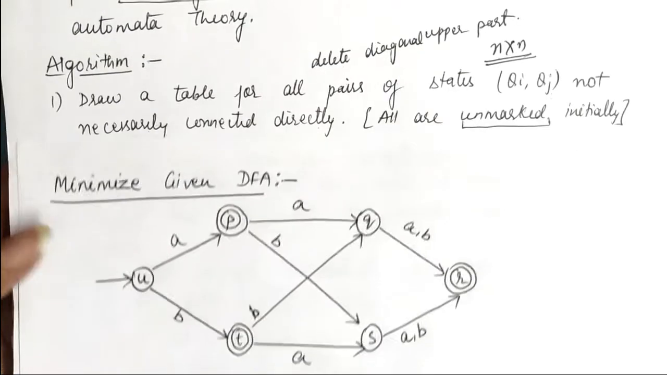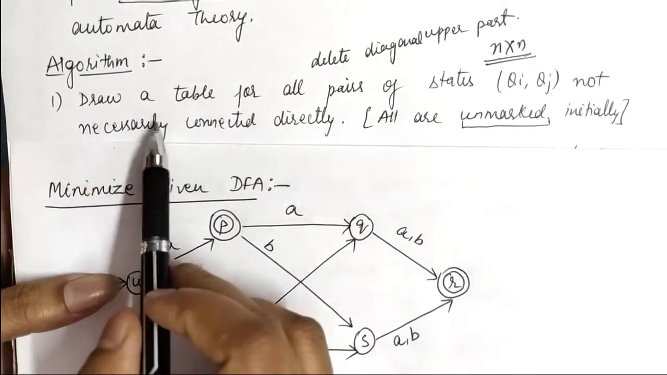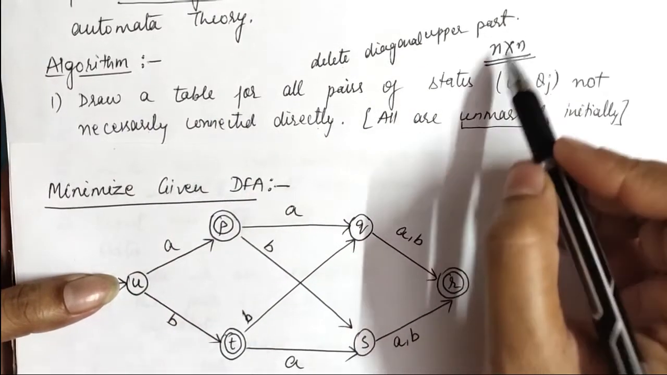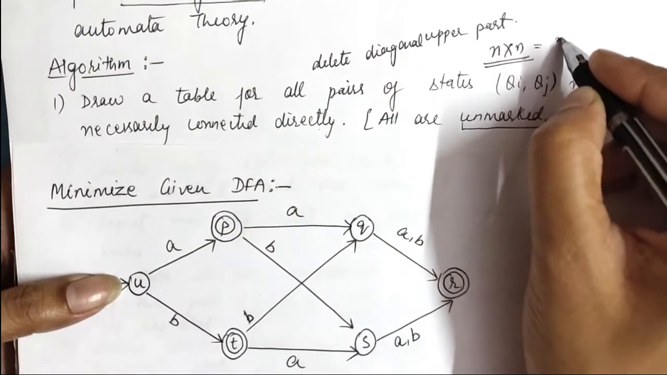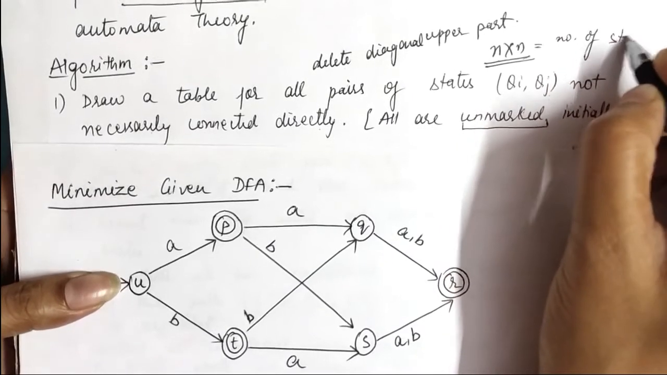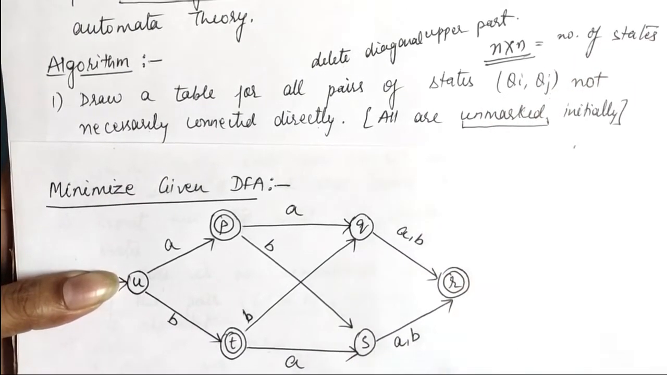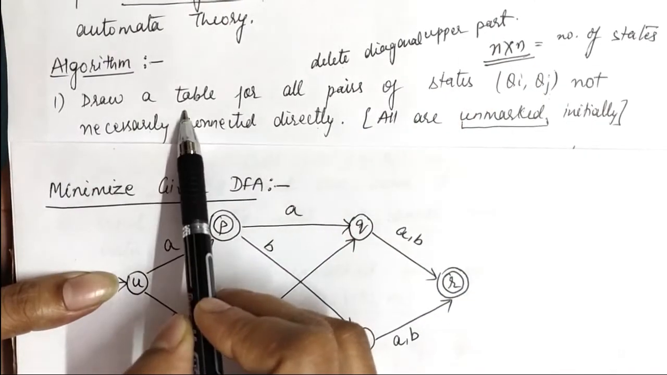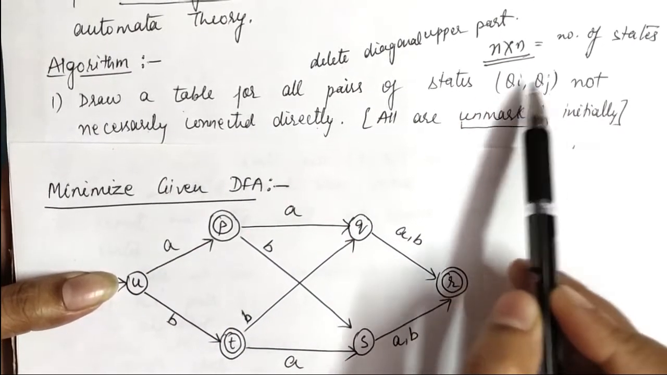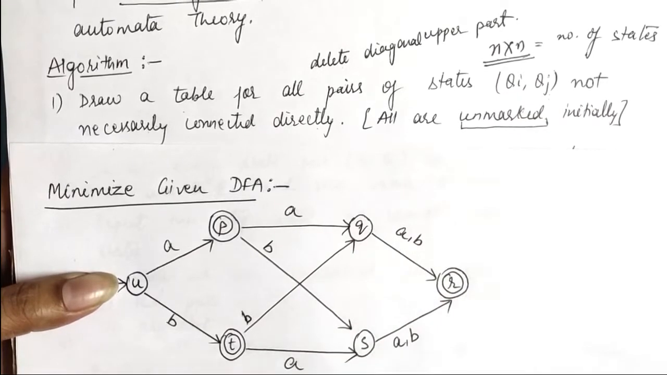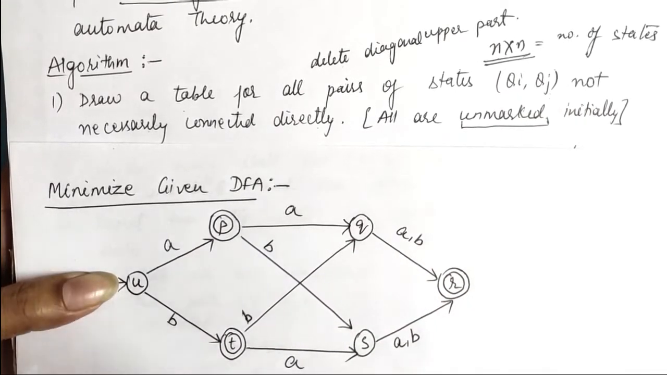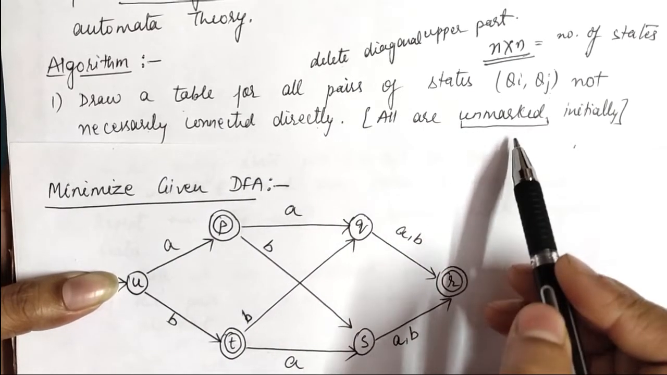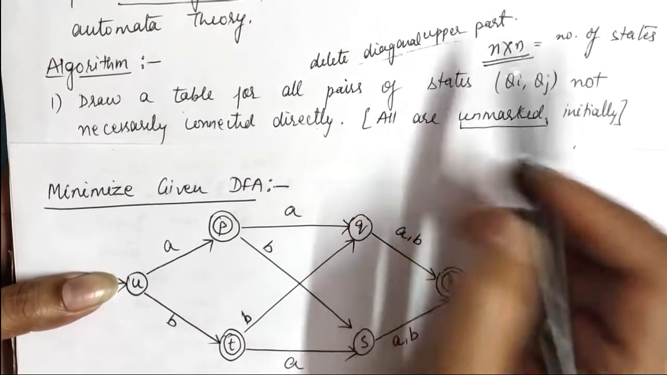So what is the first step? The first step is that we draw a table of n by n, where n is the number of states. So we create an n by n matrix or table for all pairs Qi Qj, and it is not necessary that they are connected to each other directly or indirectly. Initially we unmark all of it and delete the diagonal upper part.